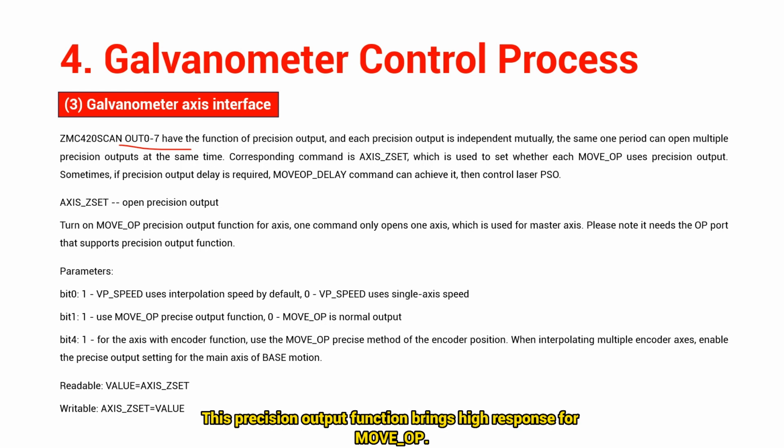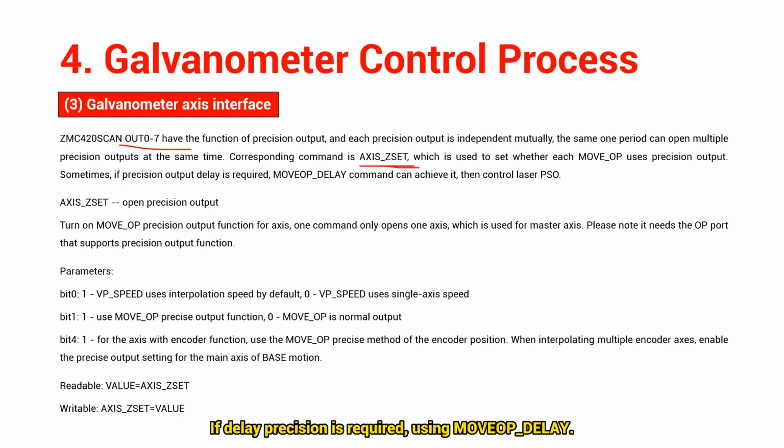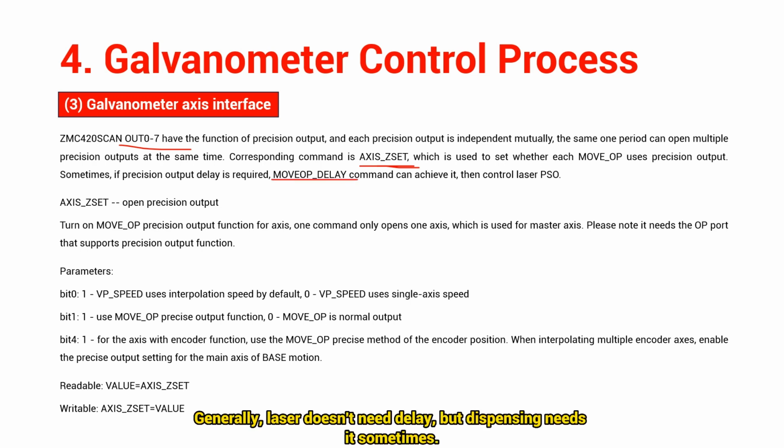This precision output function brings high response for MOVE_OP. Therefore, it can be opened in high precision control through AXIS_ZSET. If delay precision is required, use MOVE_OP delay. Generally, laser doesn't need delay, but dispensing needs it sometimes.